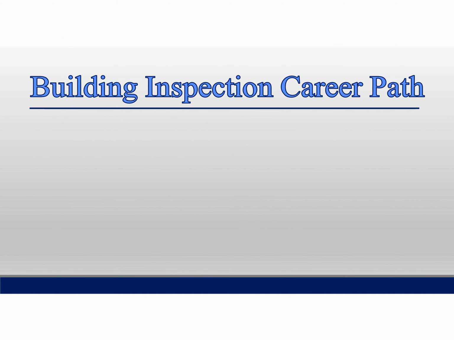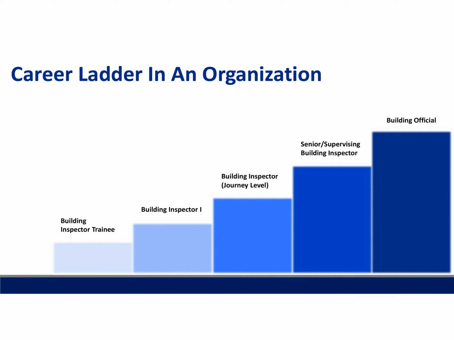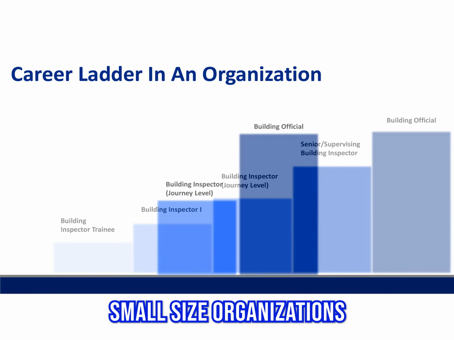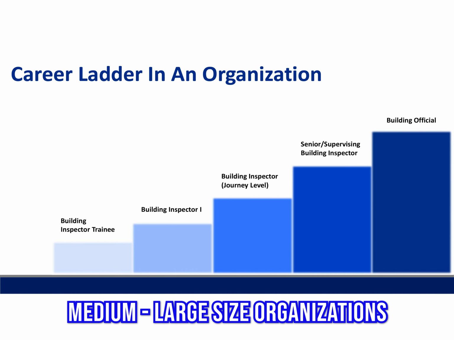And now let us continue on the building inspection career path. Next, I want to go over a career ladder seen in most building departments. What you see here is not an exact representation of every building department. The size of the department ultimately determines the number of building inspectors. Some small departments may only have one building inspector and a building official, whereas a large department may have more than 10 building inspectors, or anywhere in between.